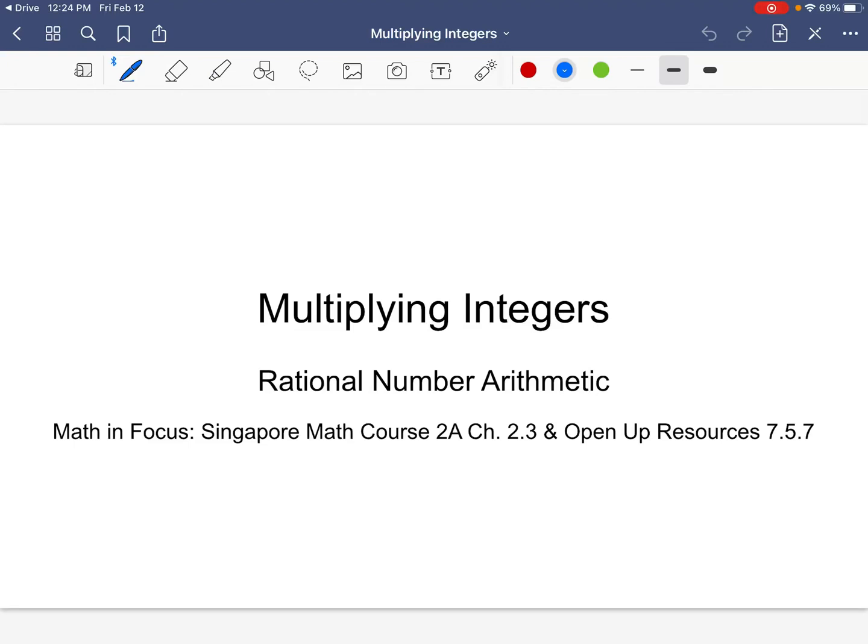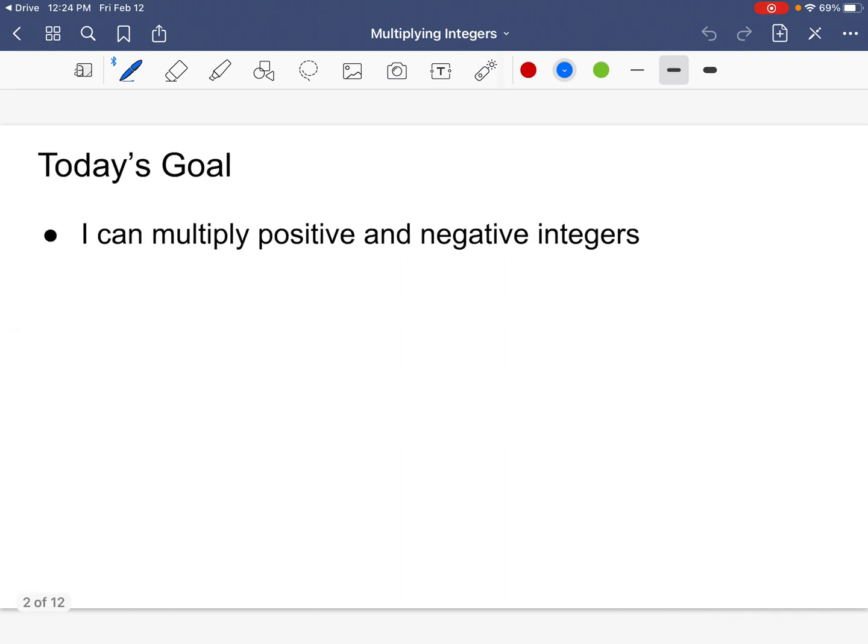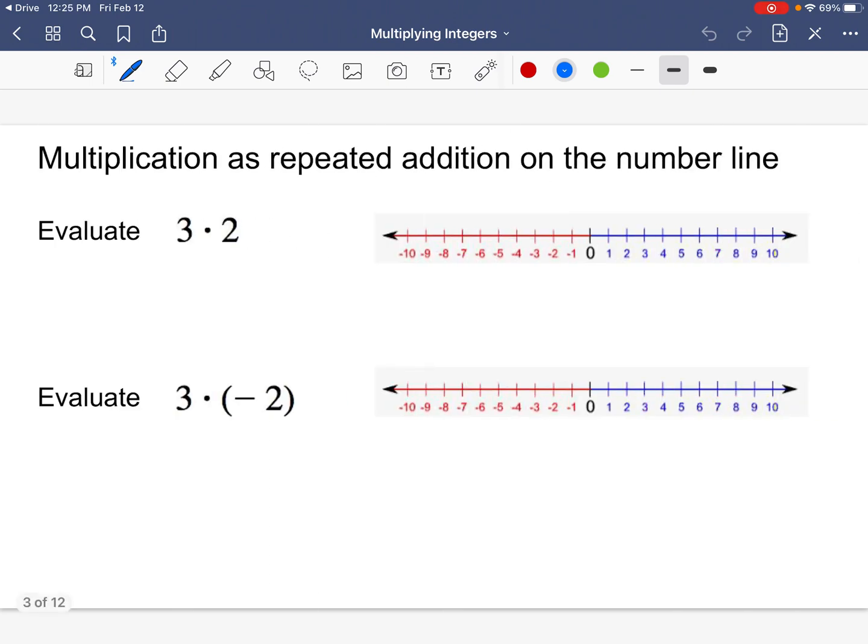Welcome to today's lesson, which is about multiplying integers. The goal of today's lesson is that you can multiply positive and negative integers. Let's look at multiplication on the number line.